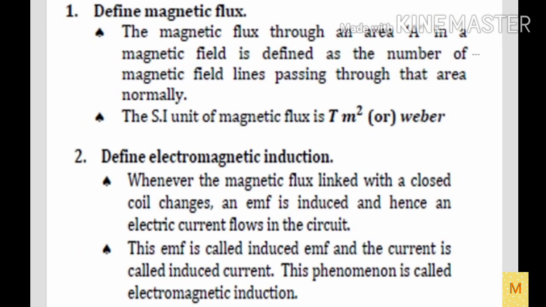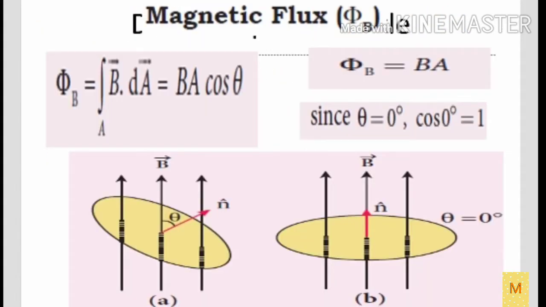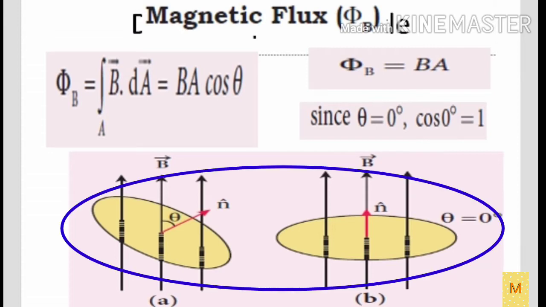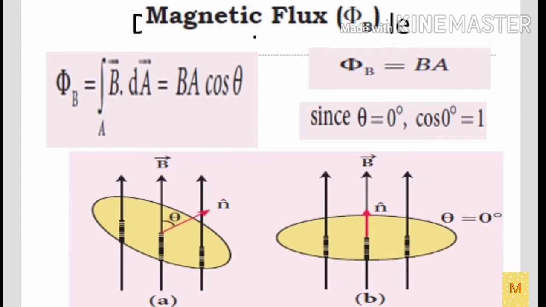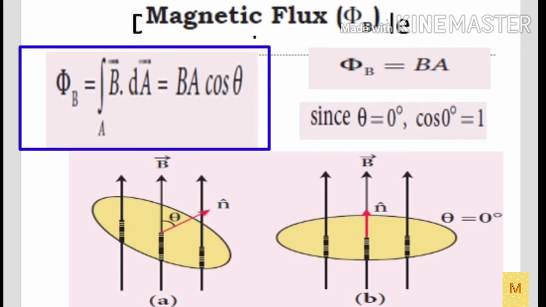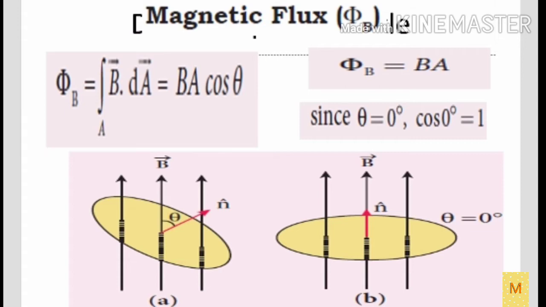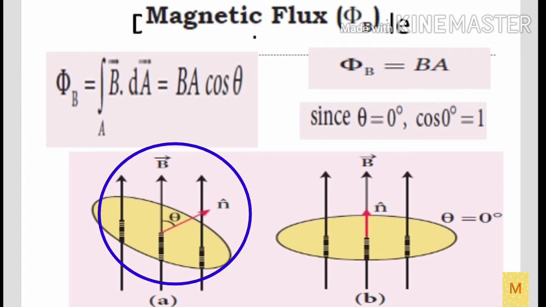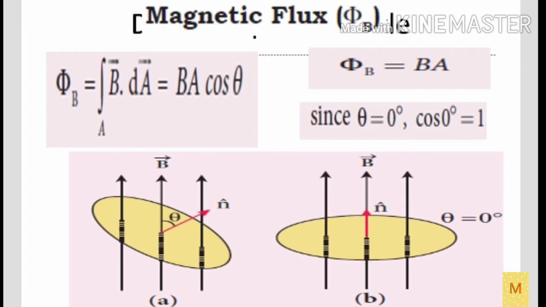Next, definition for magnetic flux. The magnetic flux through an area A in a magnetic field is defined as the number of magnetic field lines passing through that area normally. The magnetic flux is indicated by the notation phi B, which is equal to integral B vector dot dA vector. Since it is a dot product, it can be written as BA cos theta. Here the angle theta indicates the angle between the magnetic field B vector and the unit vector n cap.